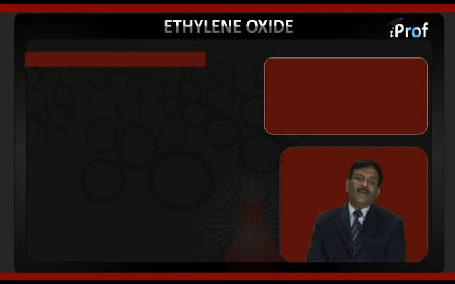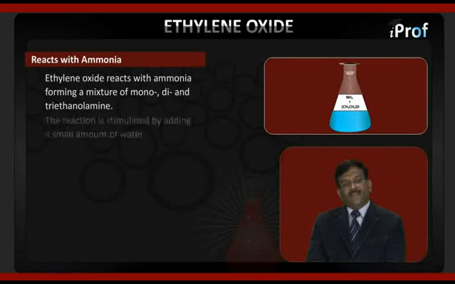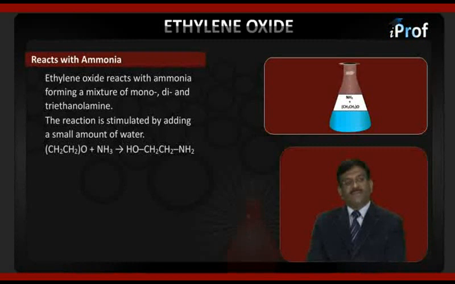Now the next, adding ammonia and amines. Ethylene oxide reacts with ammonia forming a mixture of mono, di, tri ethanolamine. The reaction is stimulated by adding a small amount of water. The reaction is CH2CH2O plus NH3. It gives HOCH2CH2NH2.